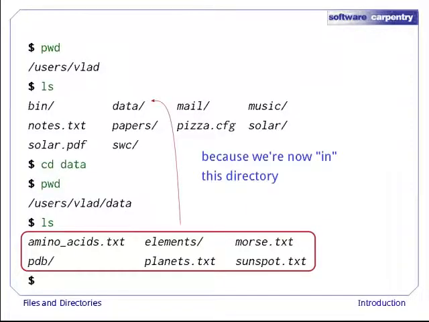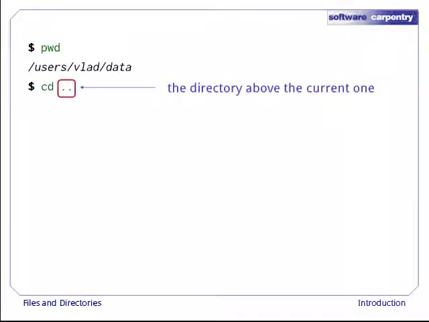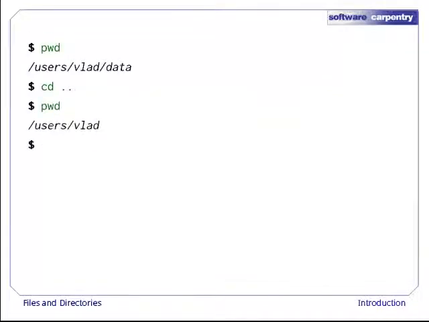How do we go up? If we're still in /users/vlad/data, we can use cd .. to go up one level. .. is a special directory name meaning the directory containing this one, or more succinctly, the parent of the current directory. Sure enough, if we run pwd after running cd .., we're back in /users/vlad.